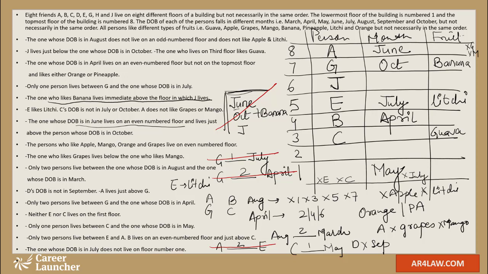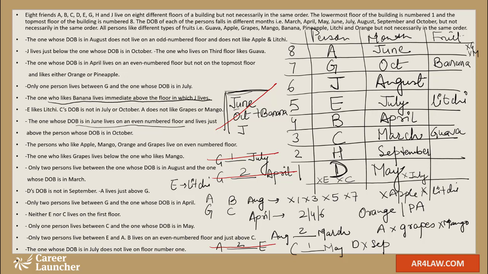Now there's another piece of data: for the persons whose birthdays are in August and March, there's a gap of 2 floors. August cannot come on floor 1, 3, 5, 7, leaving only one possibility, that August can come on floor number 6. March could come on floor number 3. Only one month is left for floor number 2, that is September. We had one more piece of data: D does not have date of birth in September. So D would go to floor 1, H goes to floor 2.